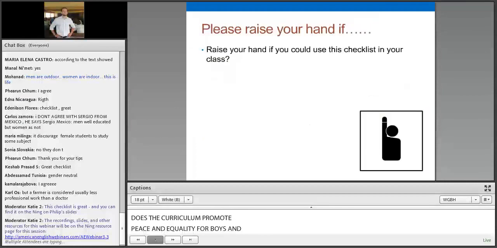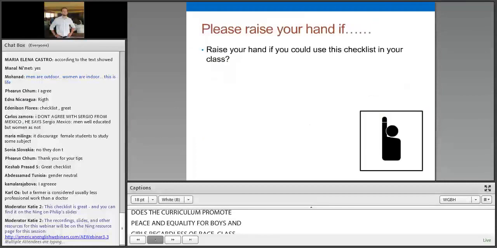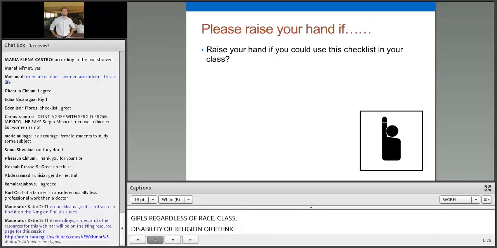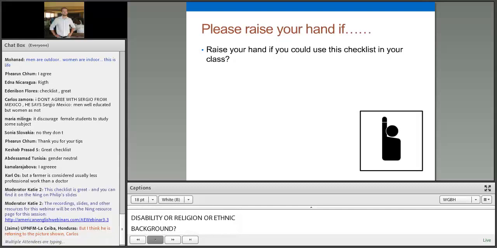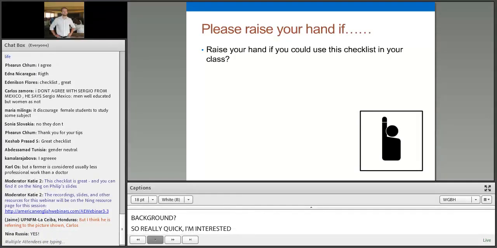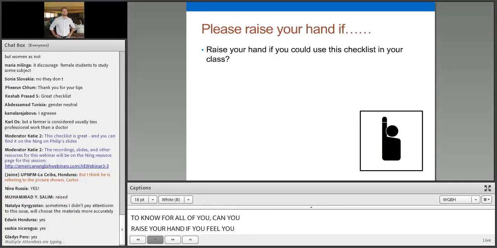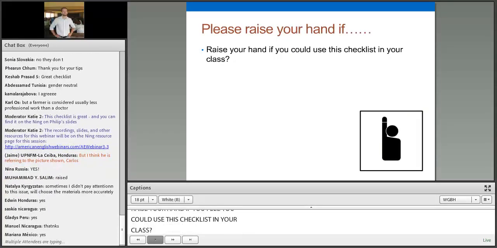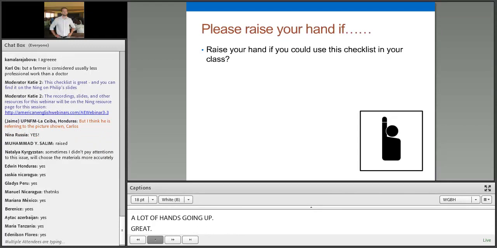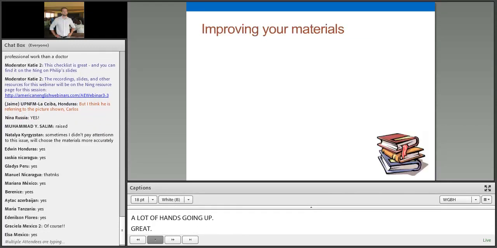So really quick, I'm interested to know for all of you, can you raise your hand if you feel that you could use this checklist in your class? So we have a lot of hands going up. Great. Really glad to see that. Excellent. You can go ahead and put your hands down.